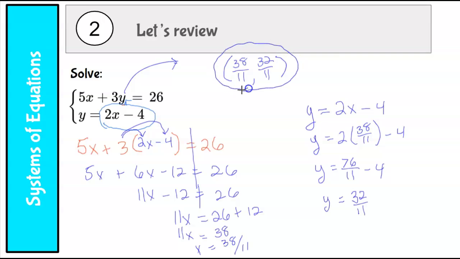And again, you could check that by putting 38 over 11 where the x is. Do 5 times 38 over 11 plus 3 times 32 over 11 and see if you get 26. If you do, then you're right. I'll leave that check for you.